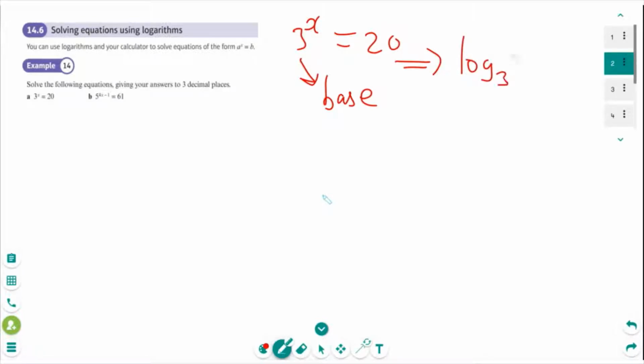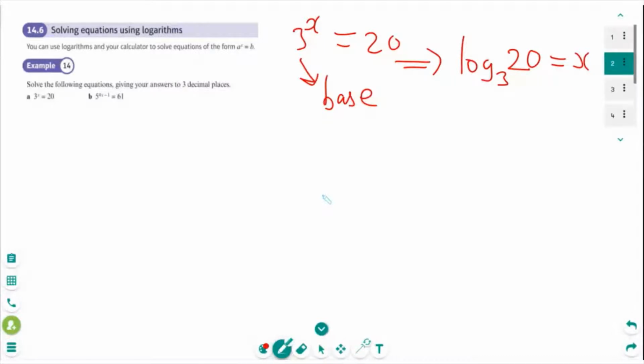Okay, so the first one, 3 to the x equals 20. 3 is the base. So this is an exponential equation, and you can convert that into a log equation just by the definition of a logarithm. So using the definition of a logarithm, you can say log base 3 of the number is equal to x. So that solves the equation straight away.